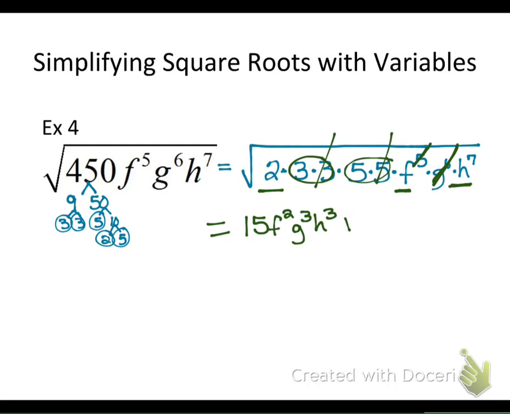So there's my coefficient. Now I need to do my radicand. What number do I have in my radicand? 2. And then what variables do I have? F and H. Because they're the odd ones, I always have an odd variable left.